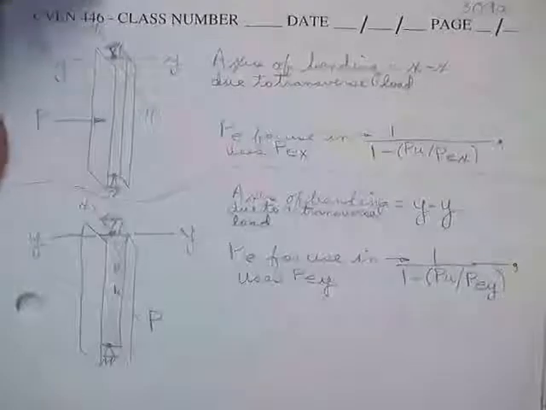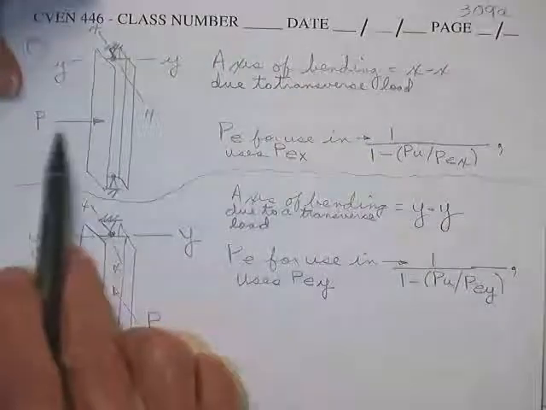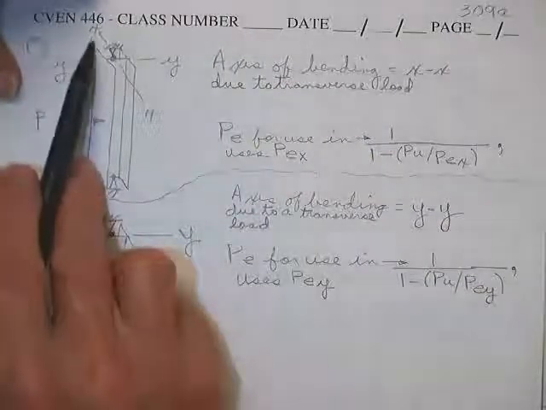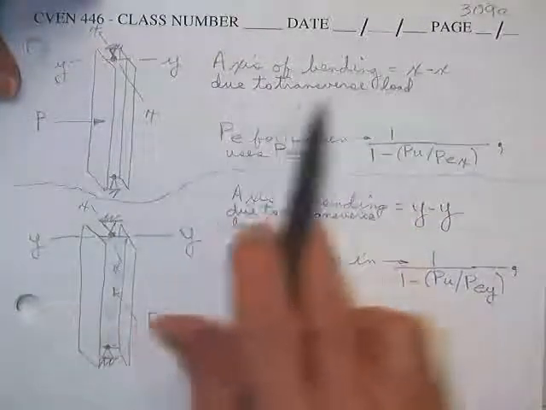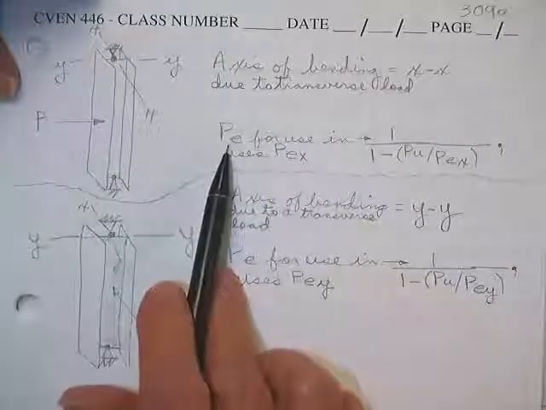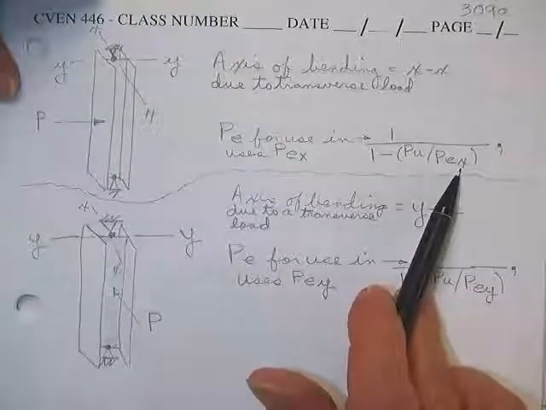So here's one drawn up. Here is somebody who knows his business, put the load about the strong axis. The axis of bending is XX due to the transverse load. P sub E would be P sub E about the strong axis.